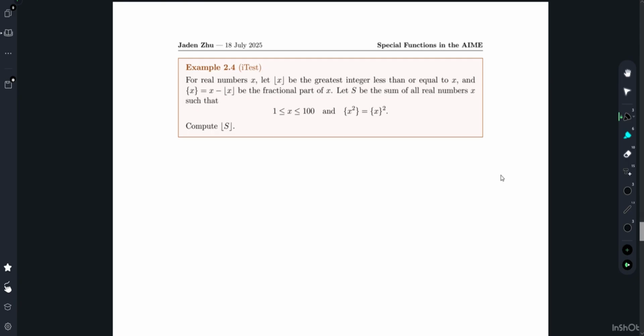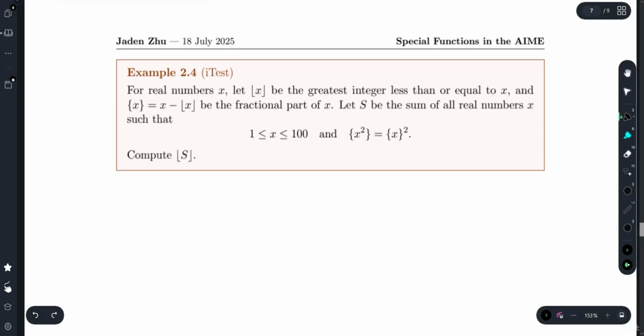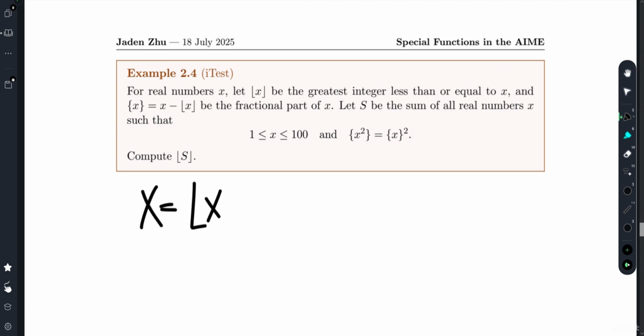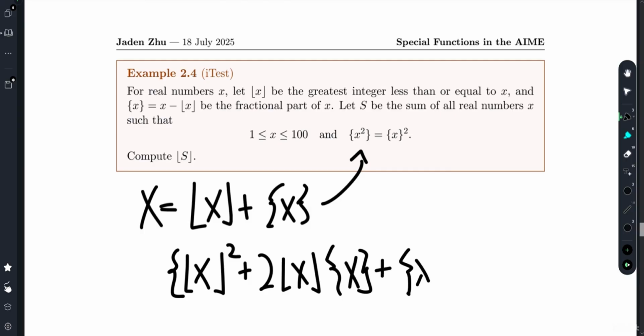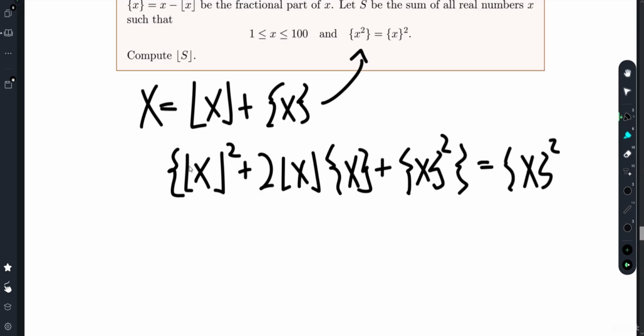First of all, we want to simplify this expression. We know that x is equal to the floor of x plus the fractional part of x. Plugging this in and squaring, we get the fractional part of the floor of x squared plus 2 times the floor of x times the fractional part of x, plus the fractional part of x squared, and this is equal to the fractional part of x squared. Since the floor of x is an integer and an integer squared is always an integer, the fractional part of that is 0, so we can just cancel that part out.